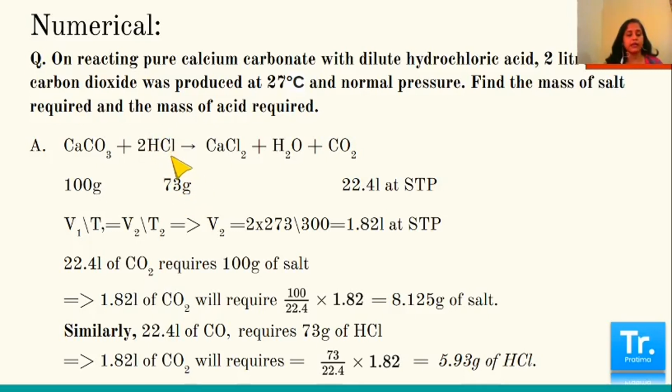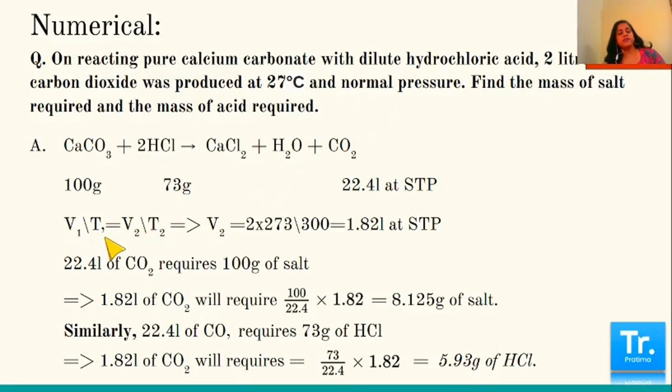Now you know the calculation, I will repeat it once. Hydrogen 1, chlorine 35.5, so the sum is 36.5, into 2 is 73 gram. And the volume of carbon dioxide released is 22.4 liter at STP. But we have to find out the volume of carbon dioxide at this temperature and normal pressure. So how do we do that?